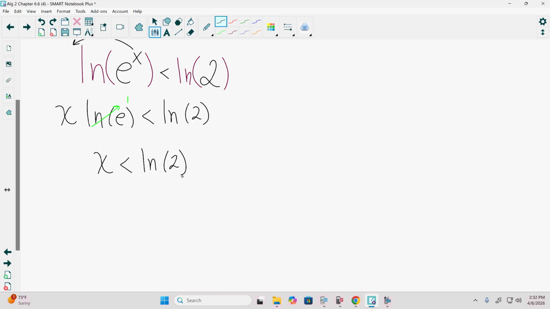I didn't say it on the last one, but since the variables start out in an exponent, we don't have restrictions. We can put whatever number we want in an exponent: natural numbers, rational, irrational, positive, negative. So when x starts out in an exponent, we don't have restrictions on our solution. It can be whatever we want. So x is just less than the natural log of 2. Questions on this here? Are you ready for the next one?